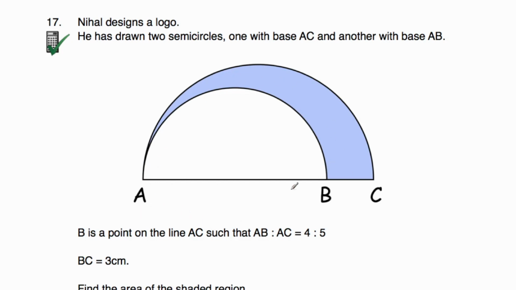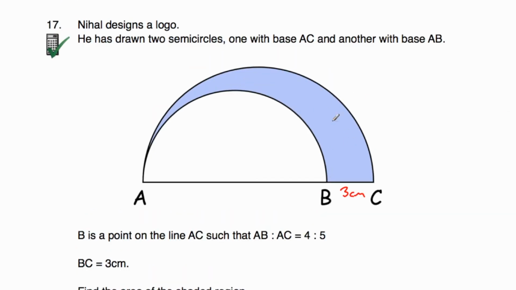B is a point on the line AC such that the ratio of AB to AC is 4 to 5. So in other words, if this distance was 4 meters, that distance would be 5 meters, or if that distance was 8 centimeters, that distance would be 10 centimeters, and so on. And we're told that the distance BC is equal to 3 centimeters, so that distance is 3 centimeters. Find the area of the shaded region.